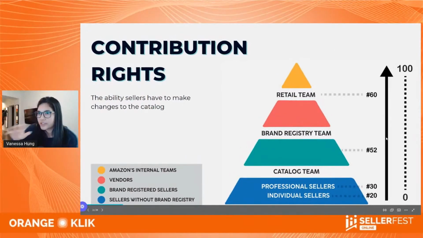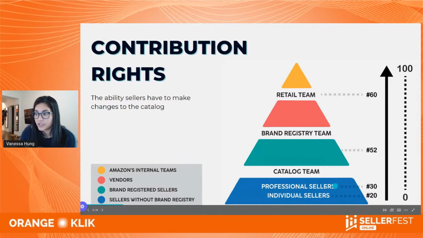To explain a little bit, every time we make a change or contribute to a listing or create a listing on Amazon's catalog, that listing and that particular feature gets assigned a certain amount of points that depend on the status of our account or the type of account we have. As you can see, at the bottom of the pyramid are the sellers. Individual sellers are the ones that are not professional, the ones that don't pay a membership, and the individual sellers only have 20%. So it's the lowest amount of points.